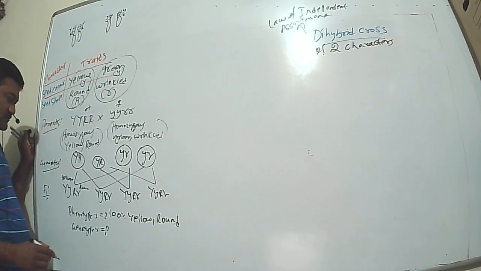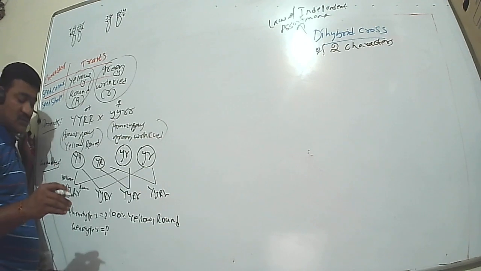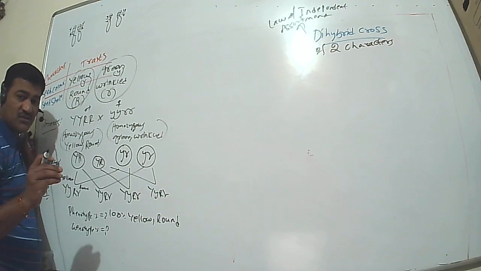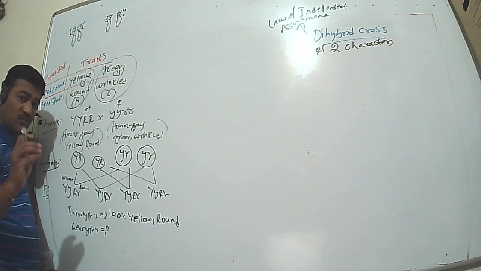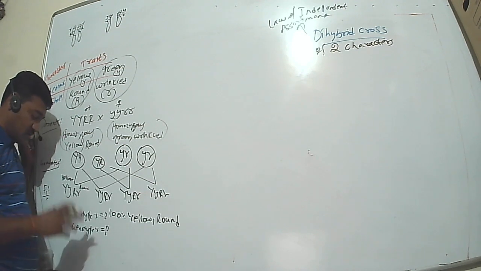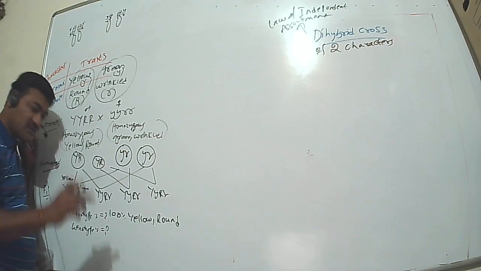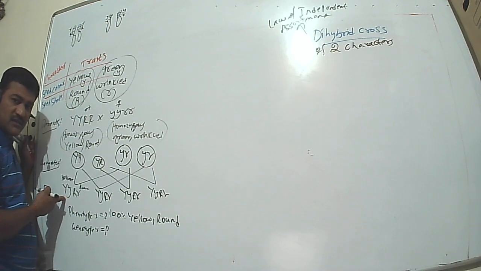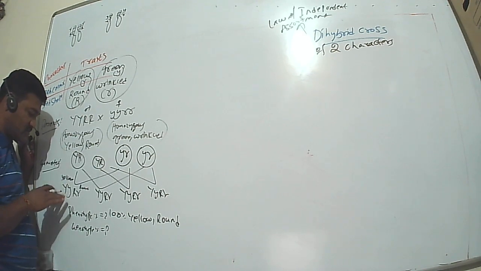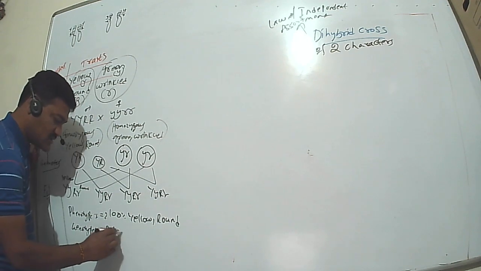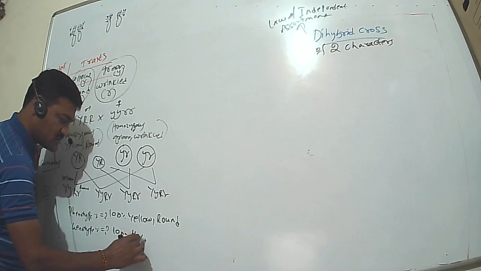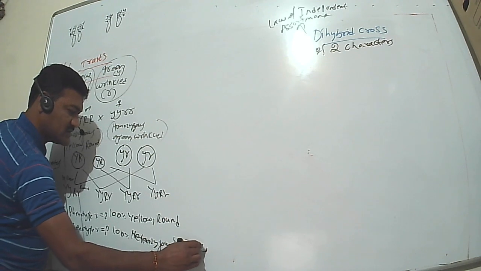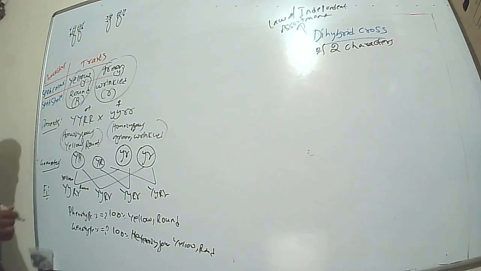But genotype, I told you so many times, what is genotype? Always mention heterozygous, homozygous condition. This is very clear. I told you that in genotype, always mention the heterozygous or homozygous word. Is this heterozygous or homozygous yellow? Capital Y, small y, it's heterozygous. Not homo, it's not capital Y, capital Y. It's capital Y, small y. Heterozygous yellow and heterozygous round. So it's heterozygous for both. It is heterozygous yellow and round. Heterozygous yellow round. This is the genotype.